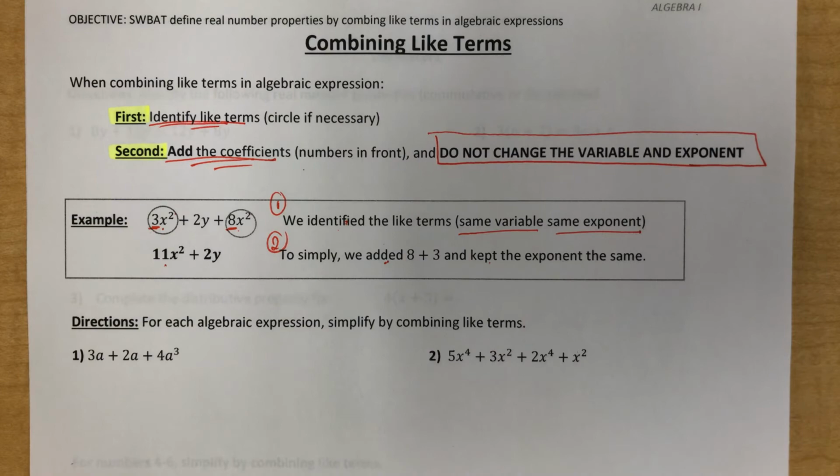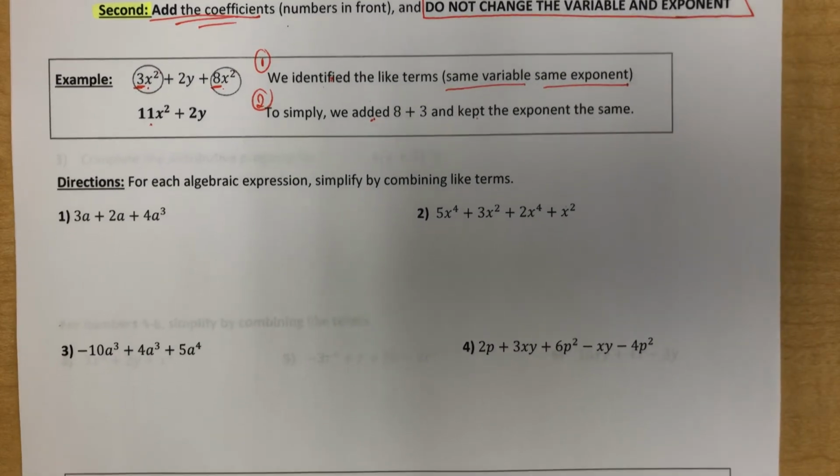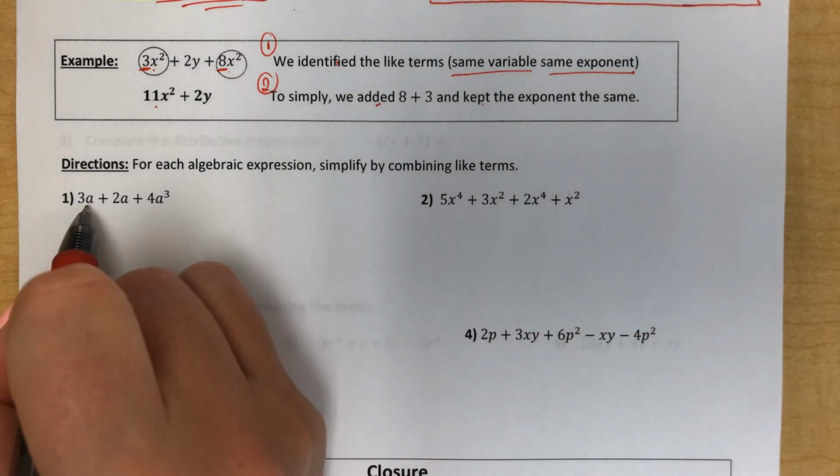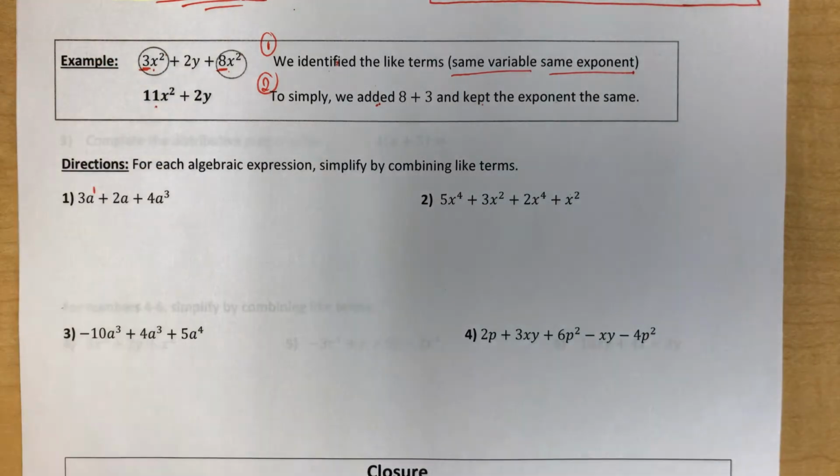All right, let's do one together. So if we look at the directions underneath, it says for each of the following, we want to combine like terms. Step number 1, we want to identify our like terms. If I look here, I have a to the 1st power.